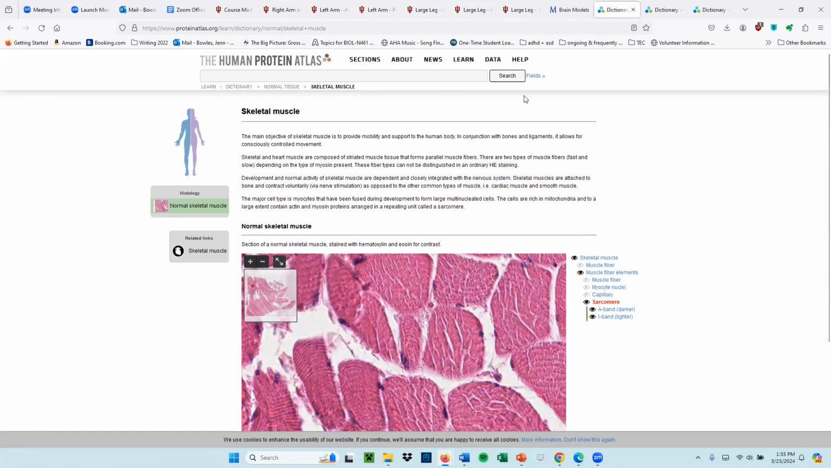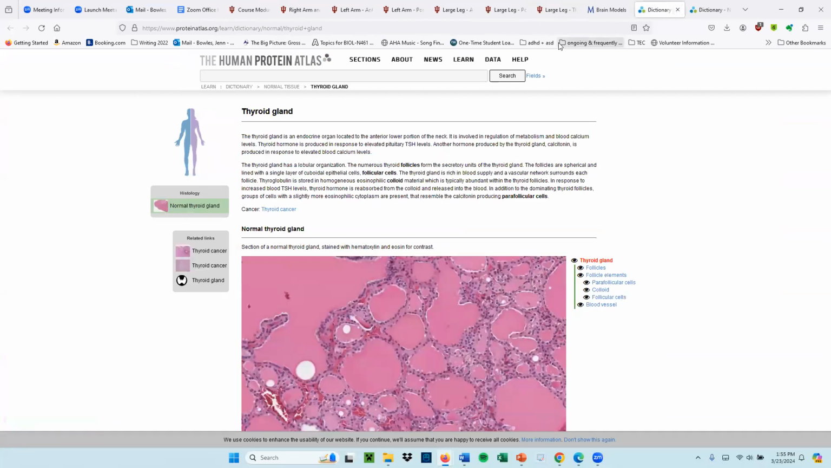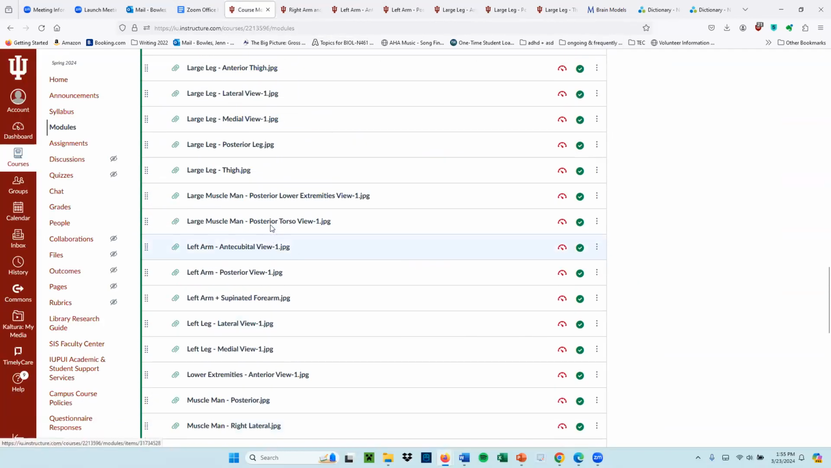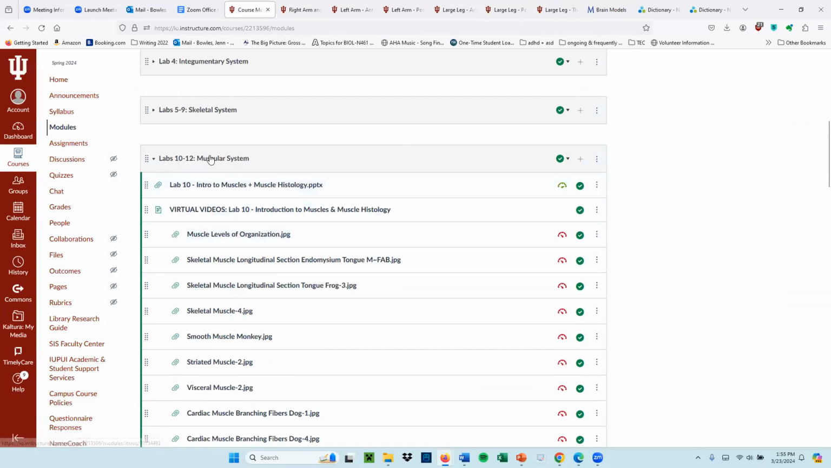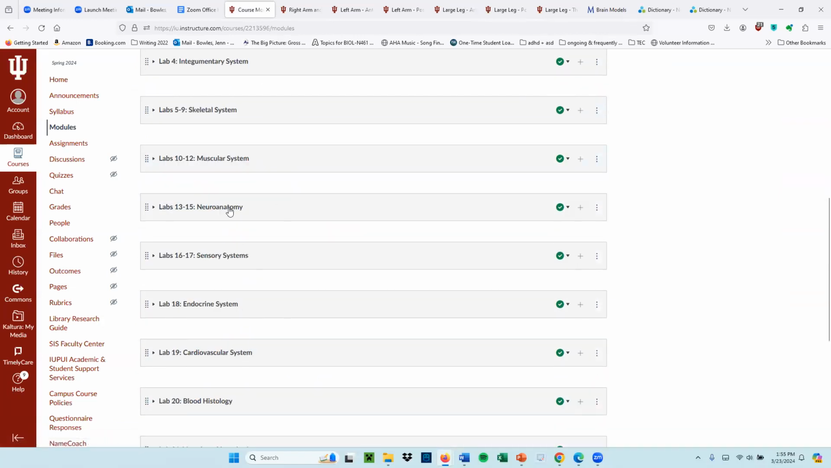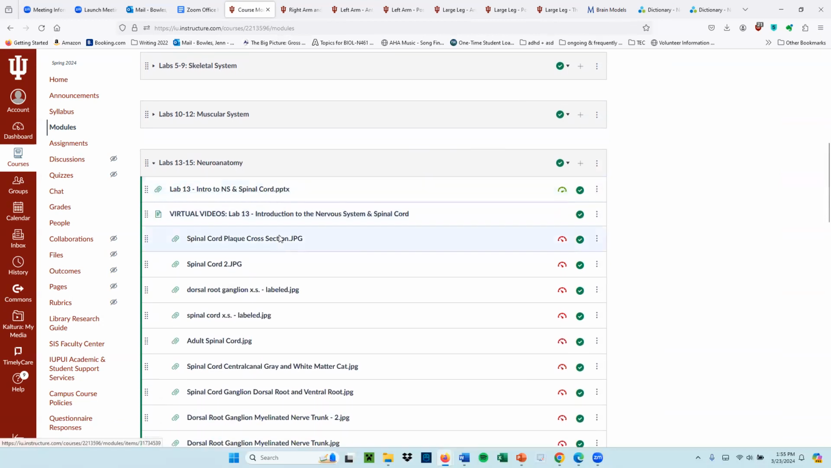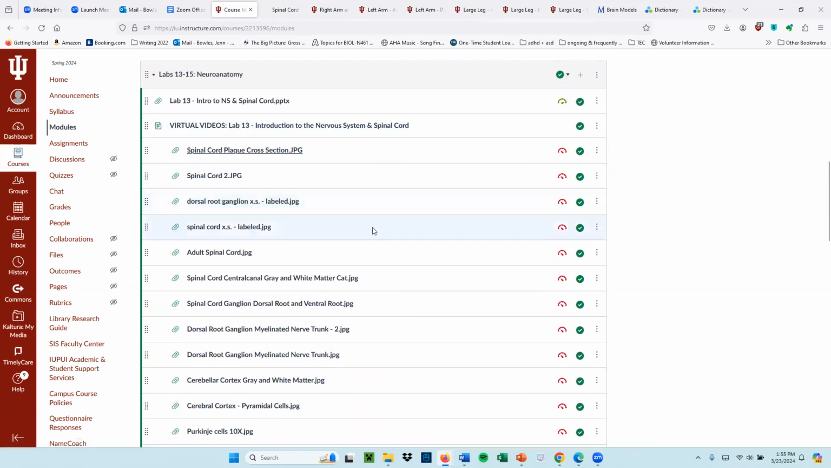Last but not least, we are going to look at a spinal cord. Now, there are two ways spinal cord questions can be asked, and that is from a model or from a histology slide. So the very first lab of neuroanatomy was spinal cord. Let me pull up our model, and then I'll also pull up some histology.